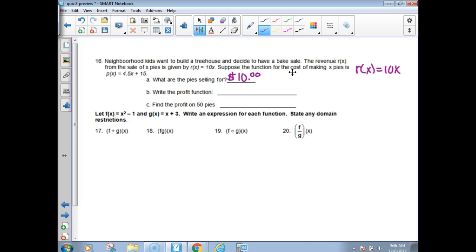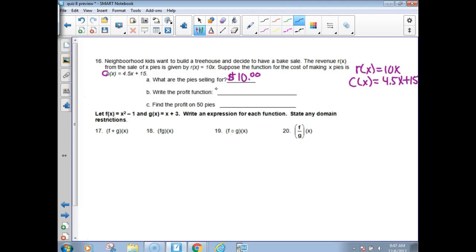Now suppose the function for the cost of making pies is P. Why did they write that? This should be C of X, not P of X. What have we been using P of X for? Profit, okay? I'm sorry. Don't know why that was a P there. C of X is 4.5X plus 15. Now that's the cost function. Okay, now I wrote them over there just trying to separate things from the word problem for a minute.